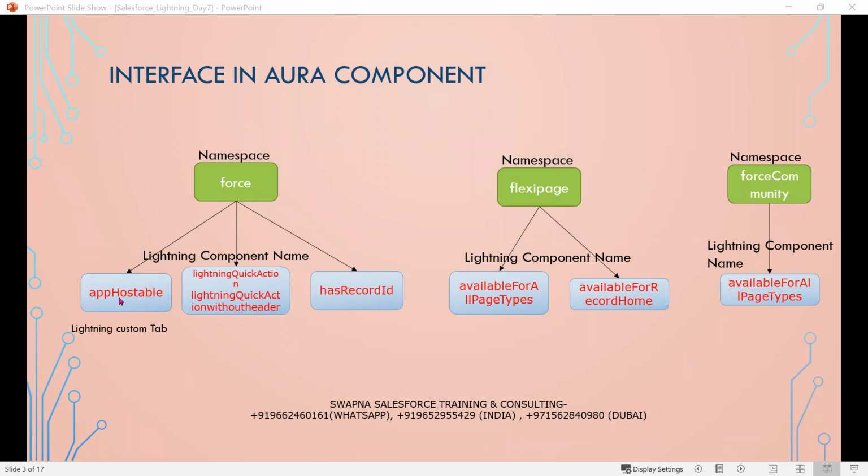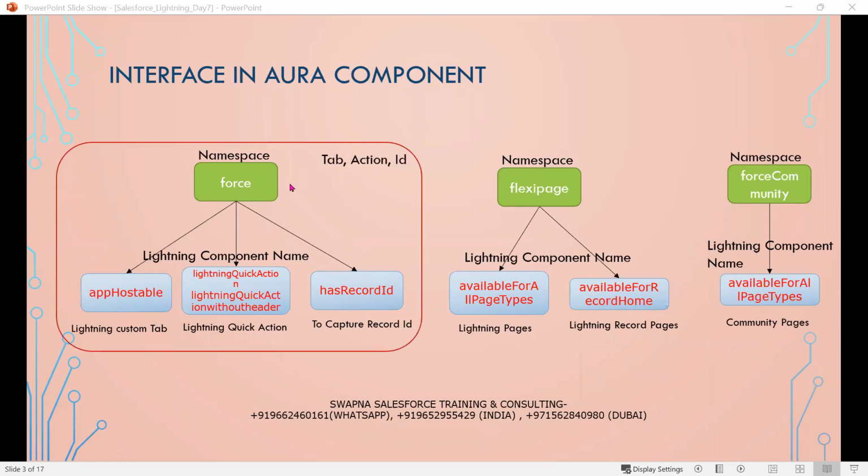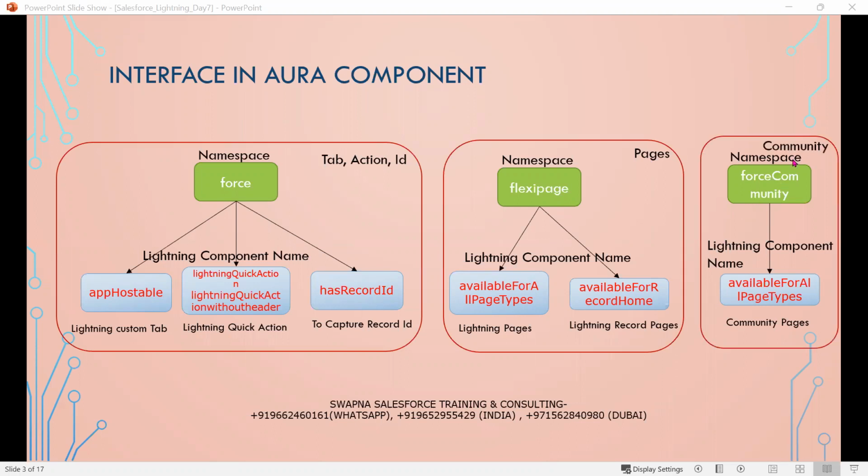Inside force, appHostable is for the lightning custom tab, and lightningQuickAction is for the lightning quick action. hasRecordId is to capture the record ID. availableForAllPageTypes makes the component available for all page types irrespective of the page in Lightning. availableForRecordHome allows the component to be added only in the Lightning record page. forceCommunity availableForAllPageTypes makes components available for community pages. So force is for tab, action, and ID. Flexipage is for the pages, and forceCommunity is for the community.